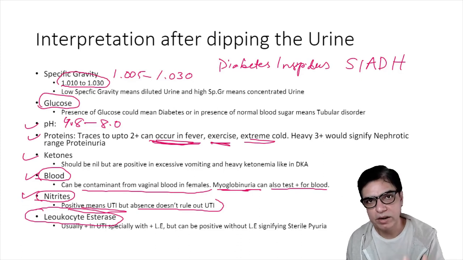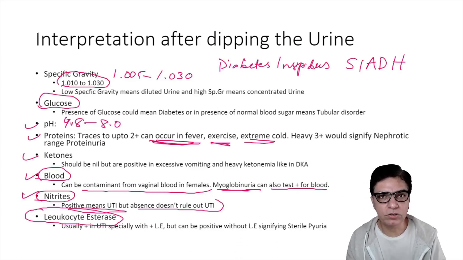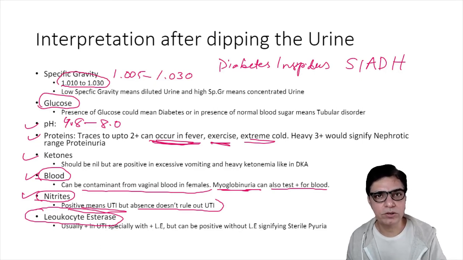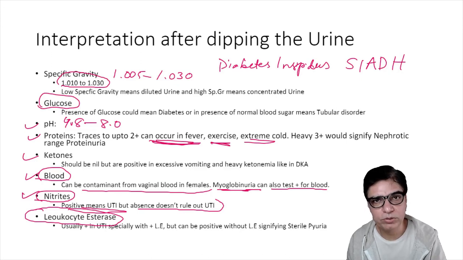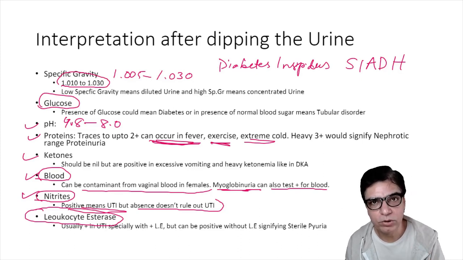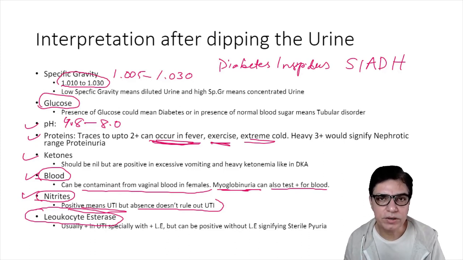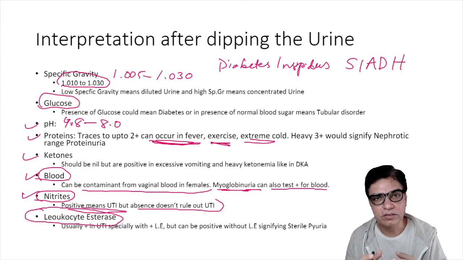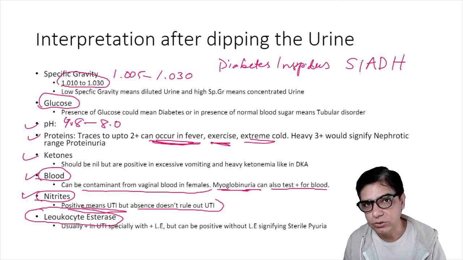So I told you that you can make a presumptive diagnosis of UTI on the basis of positive nitrites and positive leukocyte esterase. You can look at the presence of blood to decide whether it's a high febrile episode which is causing this, or is this a nephrotic range proteinuria where you would then work up for nephrotic syndrome. You would also look at the blood to see if this is caused by glomerulonephritis, or it's a contaminant. So that is how we interpret a urine dip in the ward at the bedside. And that is how it helps us in our clinical practice on a day-to-day basis.